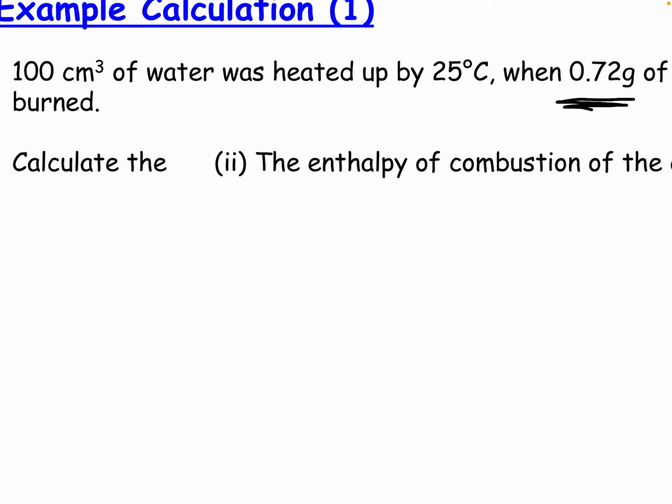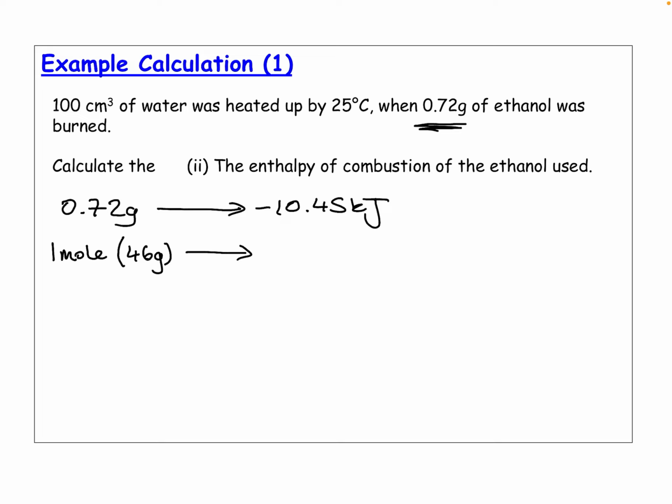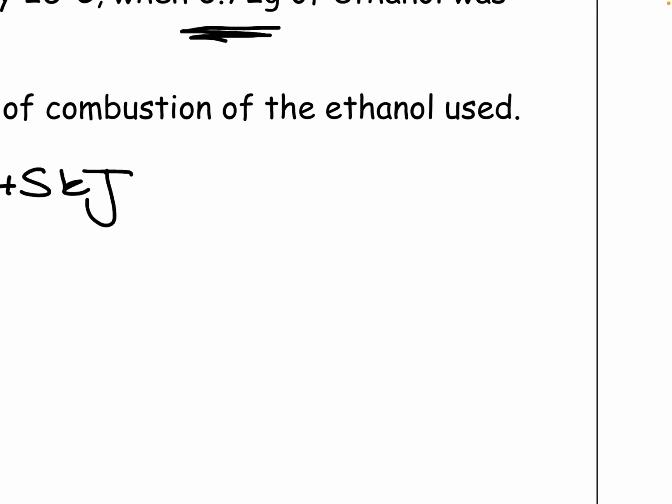So we're going to say that when we burn 0.72 grams, we'd release 10.45 kilojoules. However, we want to work out how much we're going to release when we have 1 mole. Now, the mass of 1 mole of ethanol is 46 grams, and I'm going to show you how to do that just in case you've forgotten.